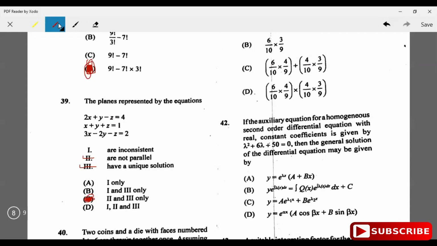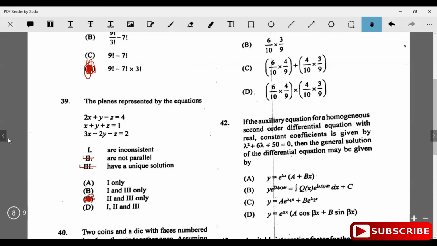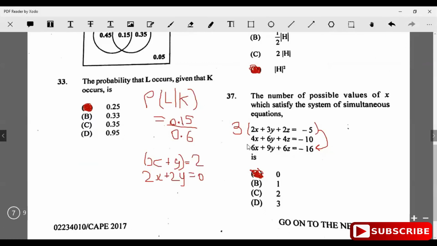Let's have a look at these. Look at this question now. None of these equations or none of these lines are multiple of each other. So let's go back to the next page. I'm going to show you something. This and this are parallel.